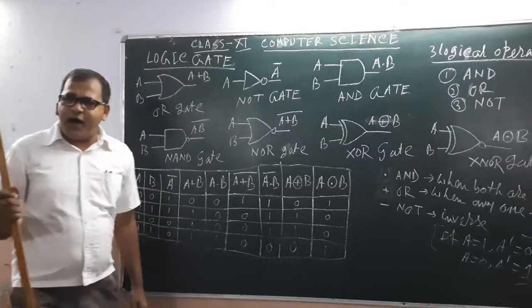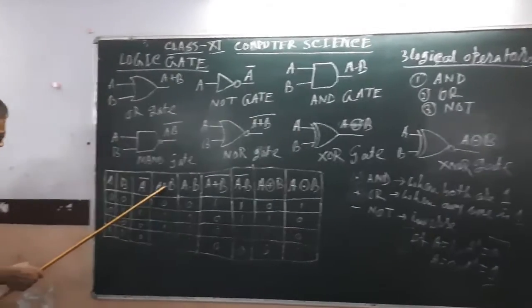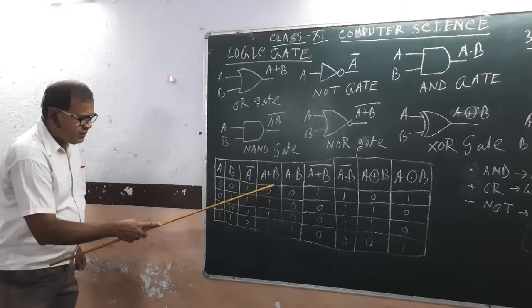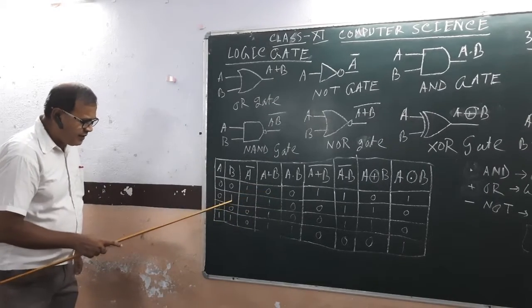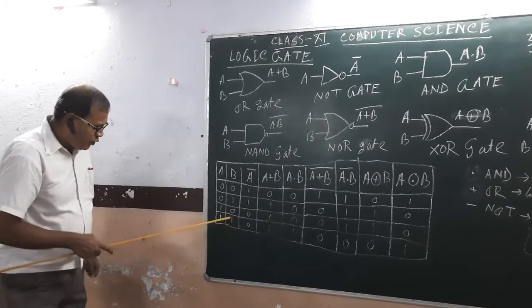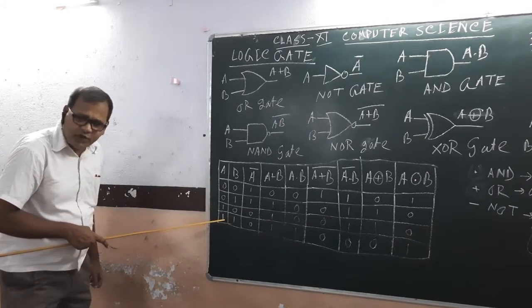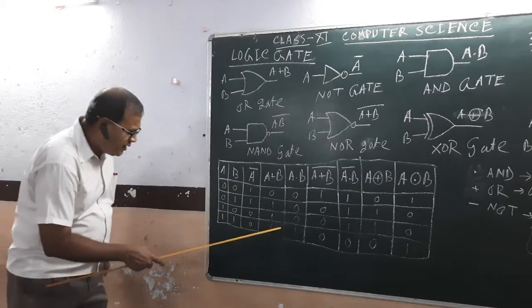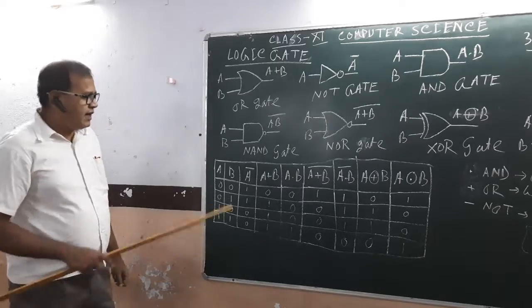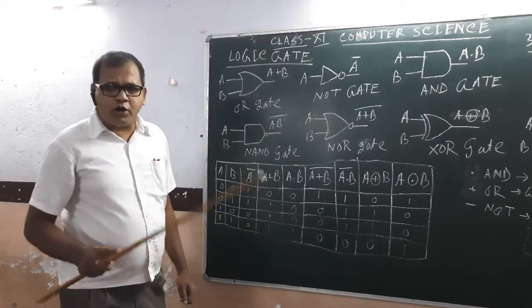And now come to OR. OR means any one 1 gives 1. This is OR. Look here. Both are 0, so condition not matched, so here it will be 0. Any one is 1, yes, this one. Any one is 1, this one. Both are 1, that is why we will see the first one is 1, then the result is again 1. We will not see the second value. Clear?